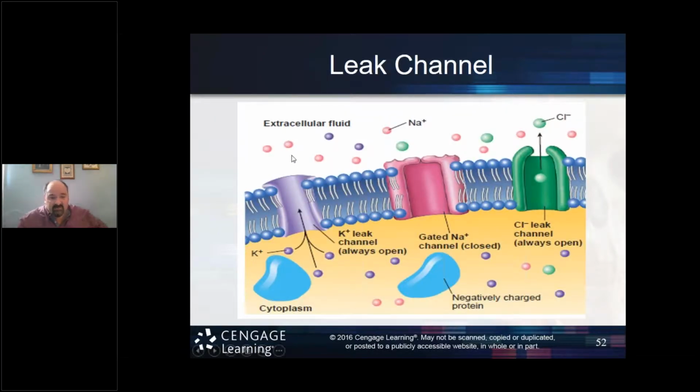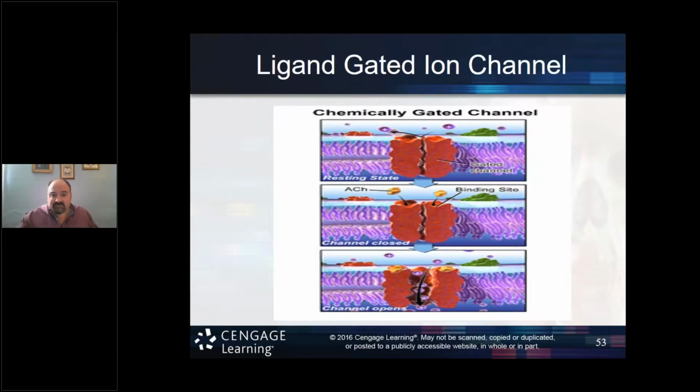So here we have a leak channel, we have a gated channel, another gated, and this is a leak channel, okay? So these are always open. The gated channel needs a key in order to open. So here you have these ligand gated channels. They're specific, folks. We need a specific molecule, a chemical that will interact. So here we have this acetylcholine that will act as the key to open the gate.